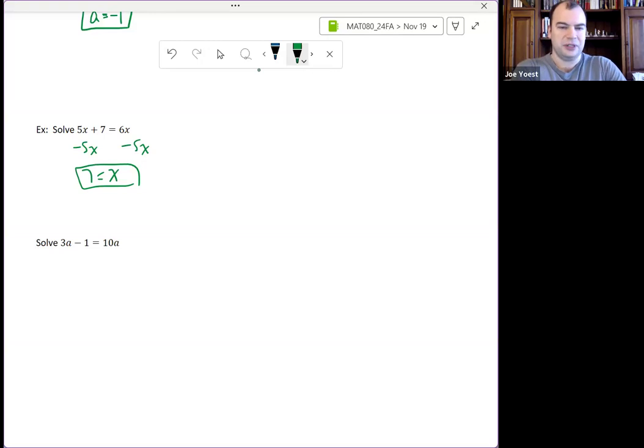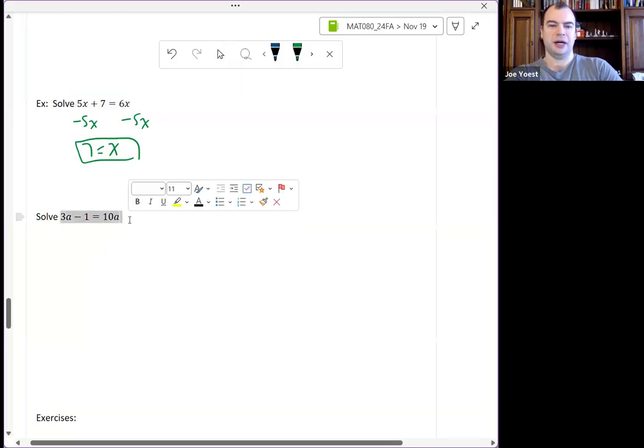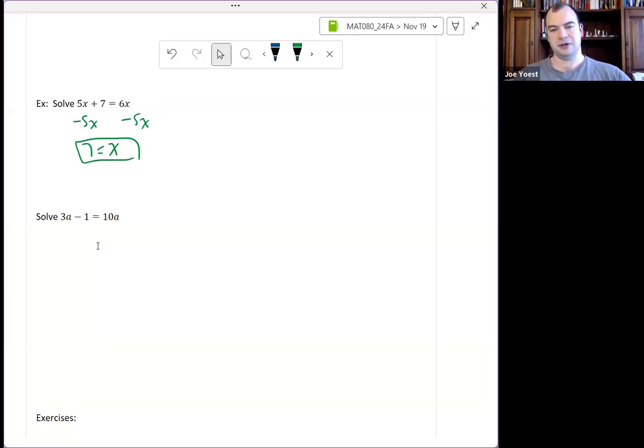Now, more generally, what if we didn't get so fortunate? What if I had, say, something like 3a minus 1 equals 10a? I noticed that this has the same kind of structure, where I have my variable split between both sides of the equation. I still want to get my variable terms together to isolate the variable term.